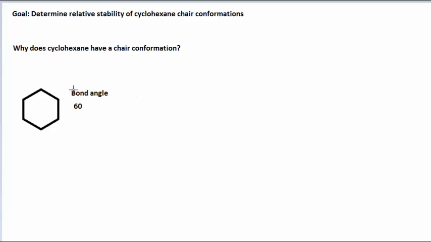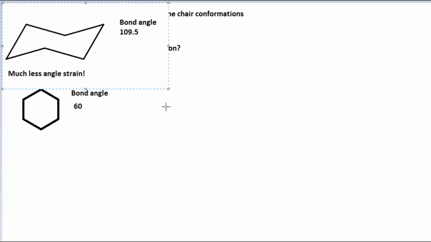The problem with this is that if you draw it as a hexagon and it actually, in three-dimensional space, adopted the conformation of a hexagon, what you'd see is that each of these angles would be 60 degrees, right? So if you have 360 degrees, you'd have 60 degrees here. Well, if you remember, typically when you're looking at cyclohexane, you're looking at an sp3 hybridized carbon at this point. So the bond angle would prefer to be 109.5 degrees.